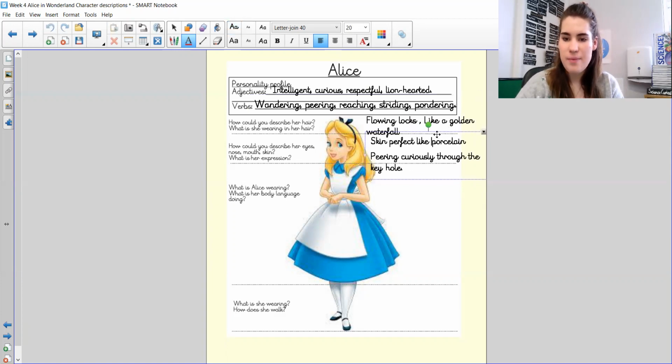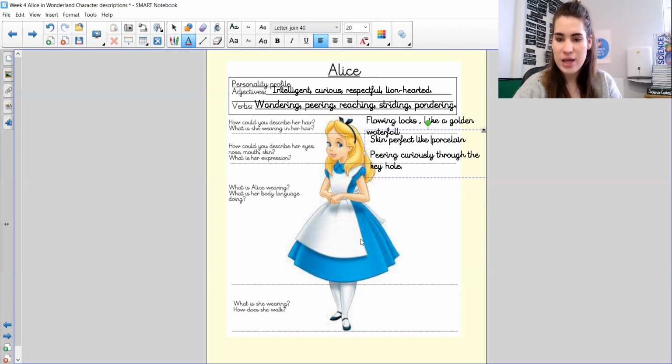Okay, so we're not just talking about all the physical appearance features, we're also talking about body language. Okay, so what is she doing with her body? Does she look relaxed? Does she look a bit nervous? Does she look a bit cross maybe because she's stuck inside the hall? Okay, how does she walk as well? If she was to stomp around the hall, that would give us quite a different impression about her than if she was to tiptoe around the hall, or, how else could she walk around the hall? Stride around the hall. Okay, so those different uses of different verbs really changes our impression of Alice.